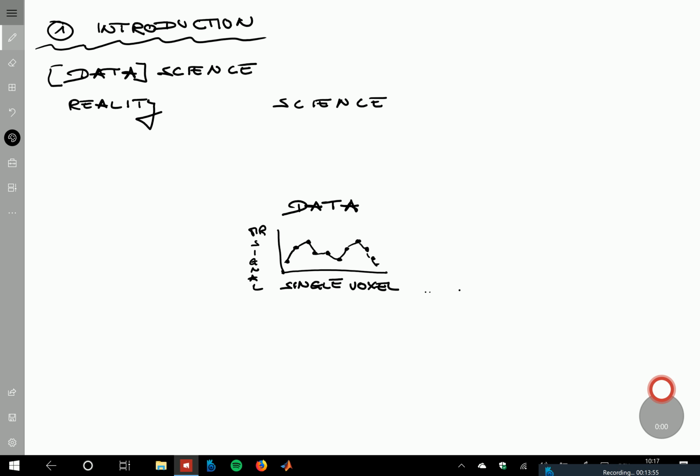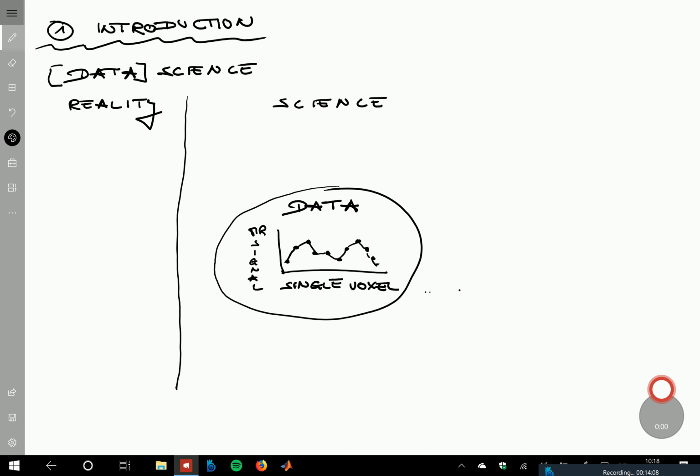So the data, that's now our time series of a single voxel of the MR signal. The data is already part of science. And this is important. Out there in the world, there might be the brain of a participant. By using the whole MR scanner, we record some aspect of reality, namely this MR signal for a given voxel over time, and this is our data.